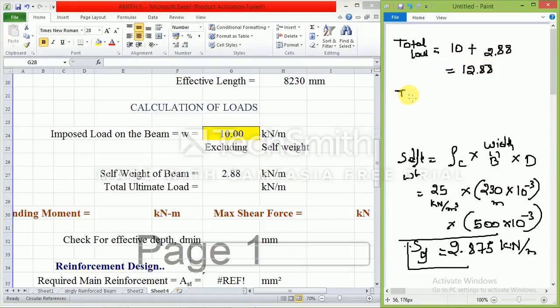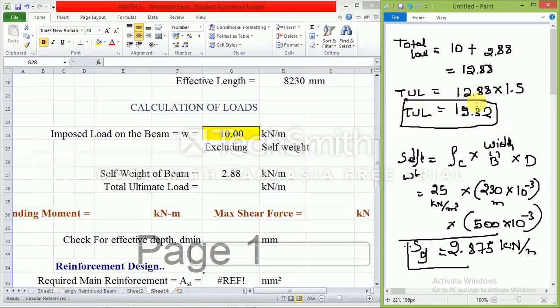So what is total ultimate load? Total ultimate load is equal to total load, that is 12.88, into factor of safety, that is 1.5. So 1.5 is the factor of safety that you know. So I'll get an answer to be 19.32. Okay, that is total ultimate load.